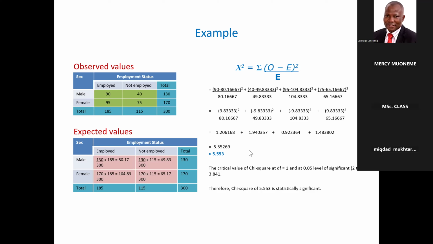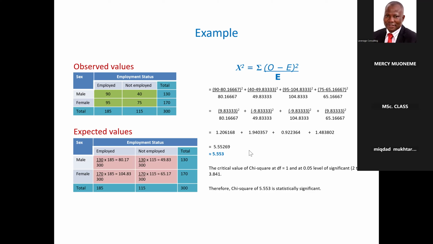between male and female. If you look at the female, since female constitute 170 out of 300, 170 over 300 of that 185 gives you 104.83. That will be the number of the female that should be there. It's because of calculation that it's not giving a whole number. Actually, if you want to approximate, this one will be 105.